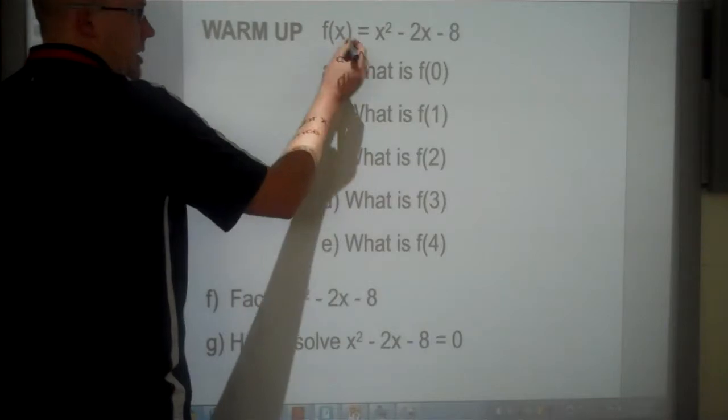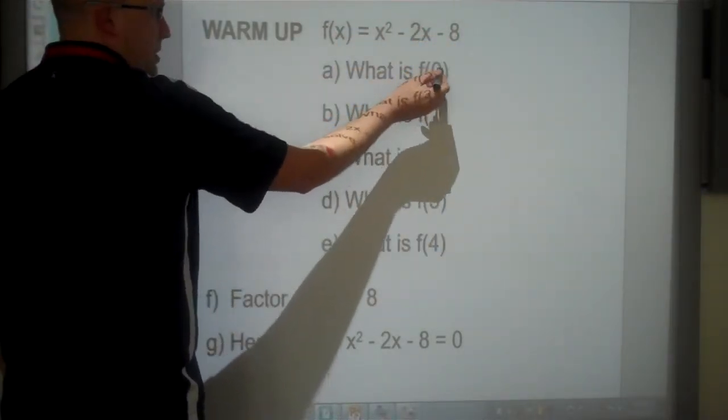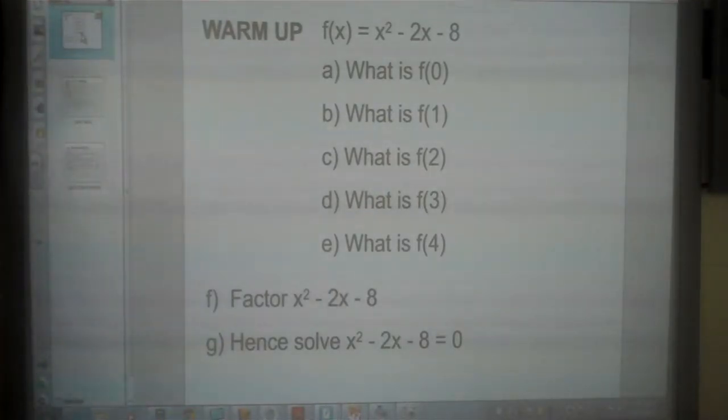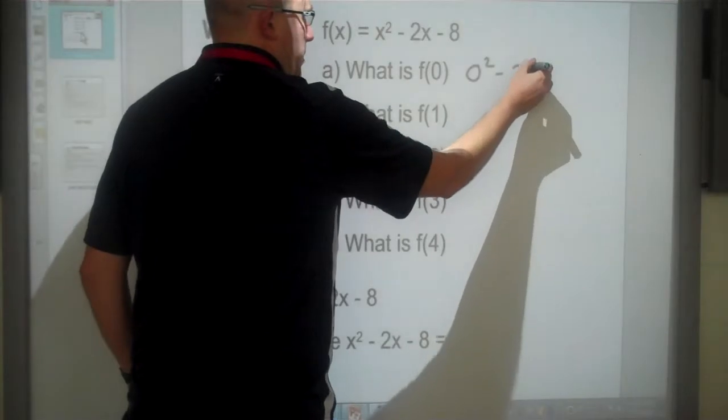So f of x here is this equation, and f of 0. So notice instead of x, I put 0. So what that means is I have to replace x in this equation by 0. So in other words, I'm doing this.